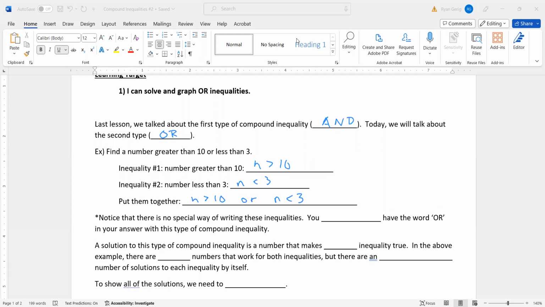Notice that there's no special way of writing these inequalities like there was with the "and." You must, I'm putting this in all caps, I'm going to go ahead and put a star beside it. I have people who don't listen to this, and then they miss all of these problems. You must have the word "or" in your answer with this type of compound inequality. If you don't, it will not be counted correct. Okay? All right. Let's go and clear that and scroll down a little bit.